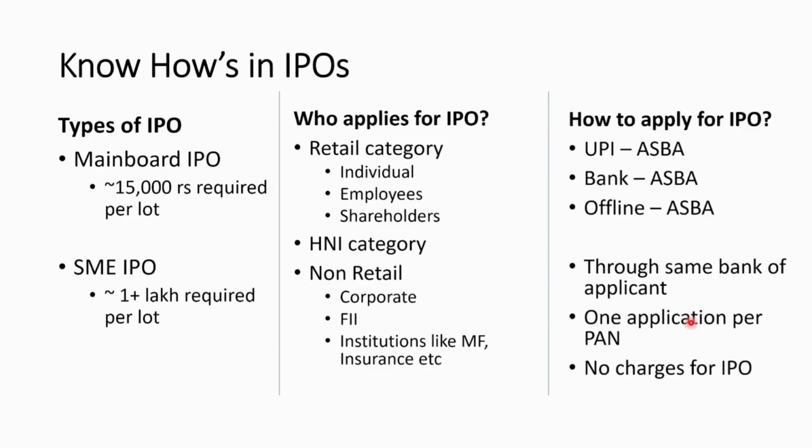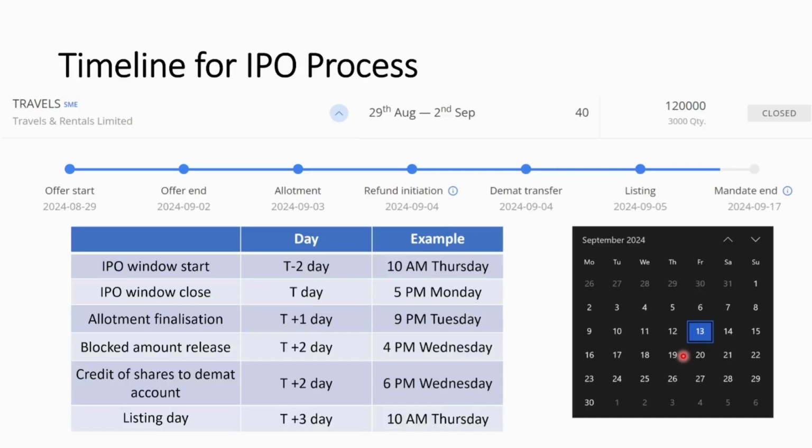And one more reason for rejection is multiple applications. Say I have a demat account with one broker, and I have a demat with another broker. I cannot apply with both accounts. Only one application per PAN is allowed. And basically there are no charges for IPO, either by the UPI method or the bank method. So we are free to apply and get our chance of being allotted an IPO.